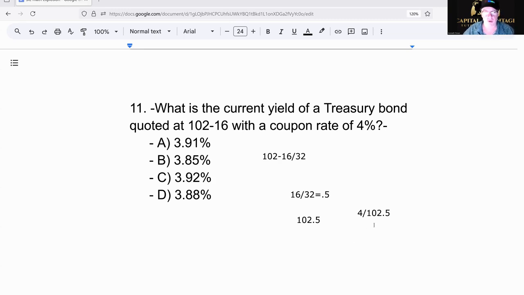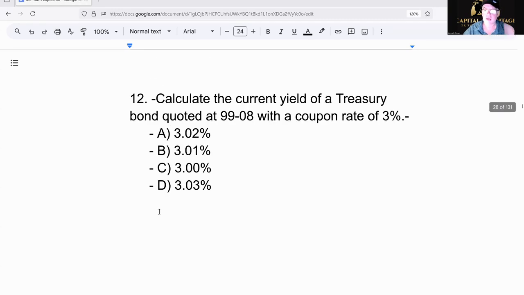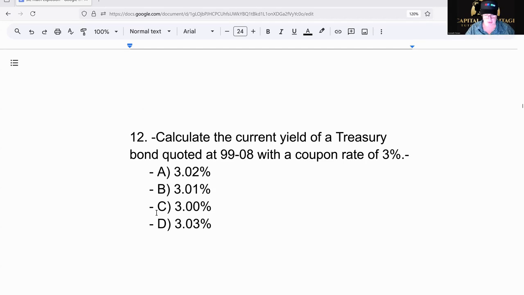So that's 4 divided by 1.02, which is 3.90. Bang. See another one. Ooh, 99.08. So what are we going to do? 8 divided by 32 gives me 0.25 plus 99. So now my price is 99.25. I do 3 divided by 99.25 equals 3.02%. So it's A.